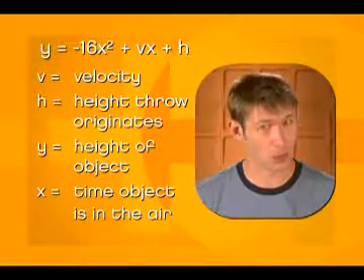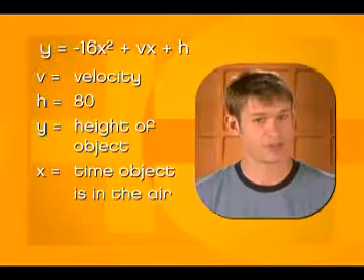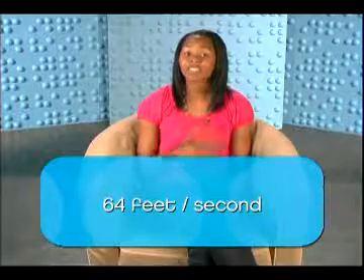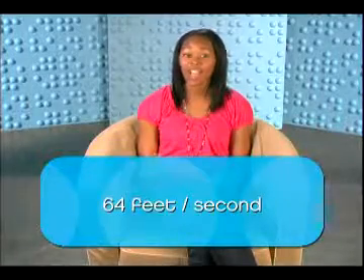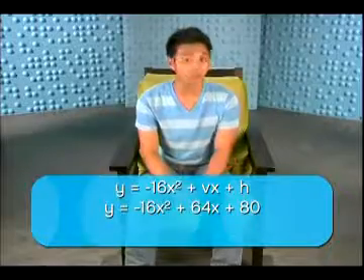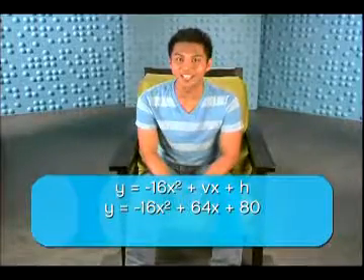Now that we've defined our terms, we need to start inputting some values for our variables. Peggy's apartment window is 80 feet from the ground. That's your starting height, so h equals 80. Peggy was clocked at throwing 64 feet per second. That's your velocity, so v will equal 64 in our equation. With values for v and h, our equation looks like this.